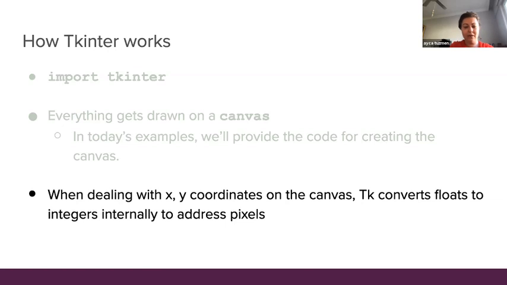And TK converts floats, the floating values, to integers to come up with the pixel values. I'm not going to go into the details of why it's floats versus integers, but the basic reason is floats are not always as dependable as integers. So we have to define the XY coordinates in terms of integers.